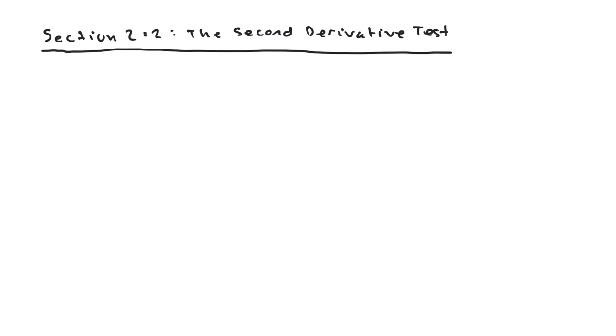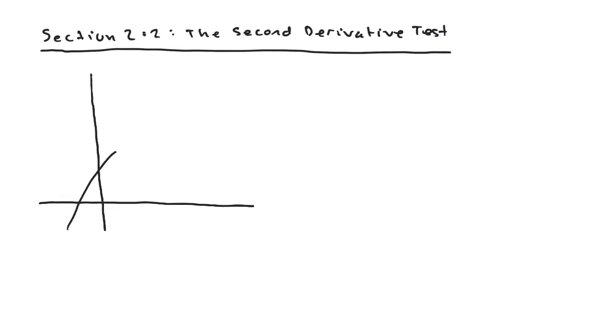Okay, in this video we're going to talk about another way that we can find the relative maxima and minima, and this is what's called the second derivative test. So let's say that we have a graph that looks like this, and it's something like that. Again here we have a relative maxima here, and a relative maxima here, and we have a relative minima here.